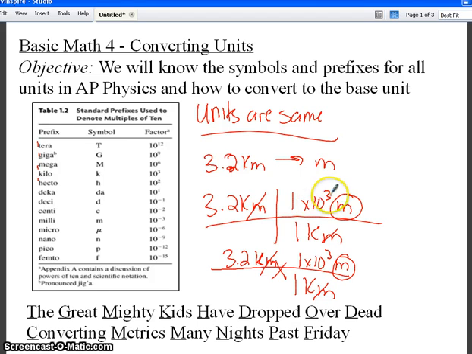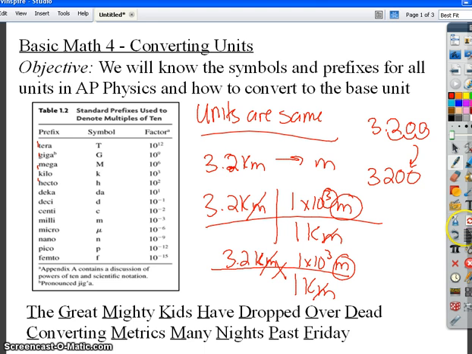is really just 3 spots over to the right. If it's a positive number, you go to the right. If it's a negative number, you move to the left, essentially. I'll go over that in a second. So 3.2 times 1 times 10 to the third is going to be 3200. How do I get that? 3.2, I'm moving 3 to the right. 1, 2, 3, 3200.